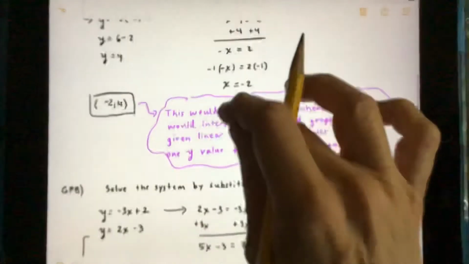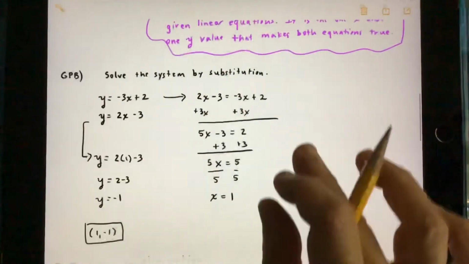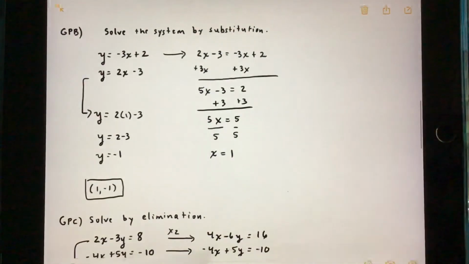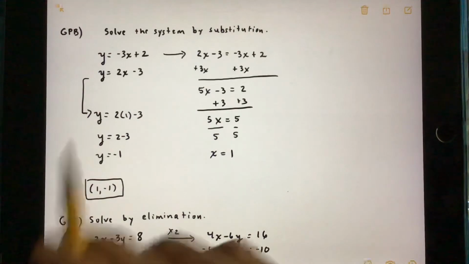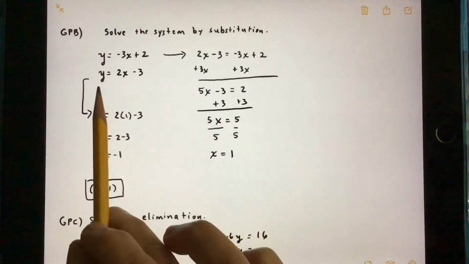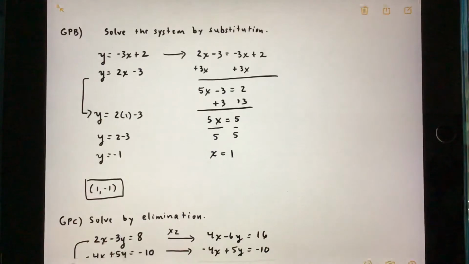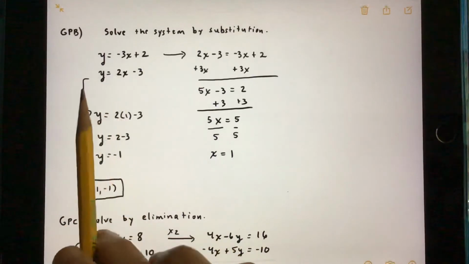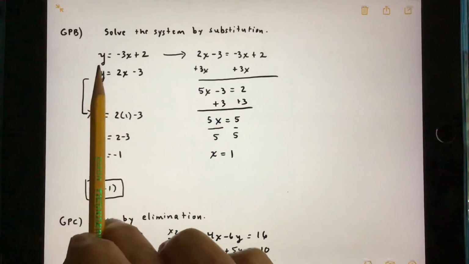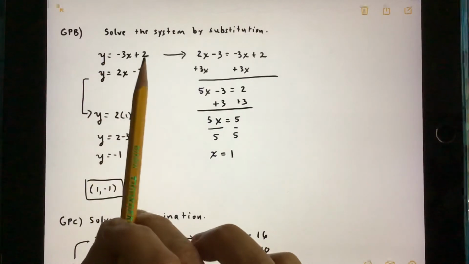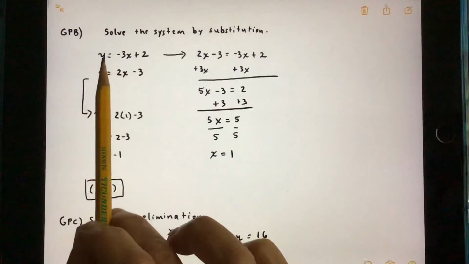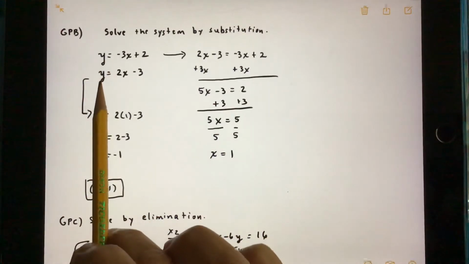Let's practice with one more solving a system by substitution problem. So here we have these two equations, and they're both solved for y. So since they're both solved for y, I can use substitution very easily. I can choose to do this a couple of different ways, but I'm going to rewrite my first equation, but instead of this y, I'm going to put what I'm told y is down in the second equation.